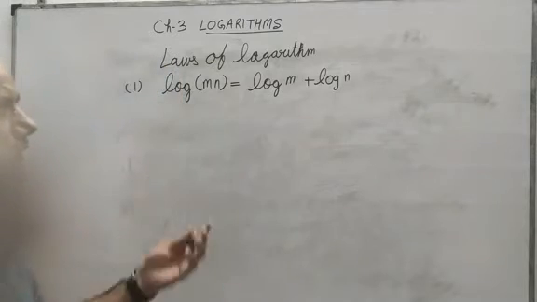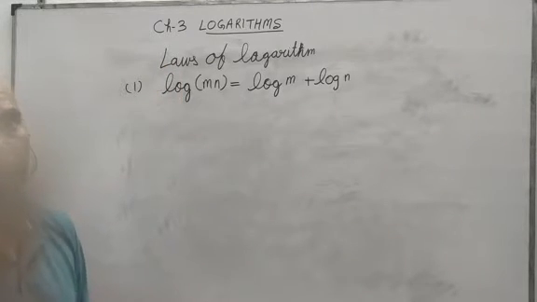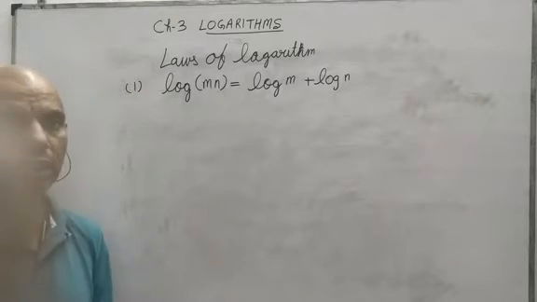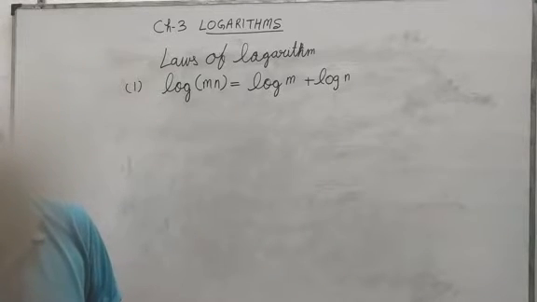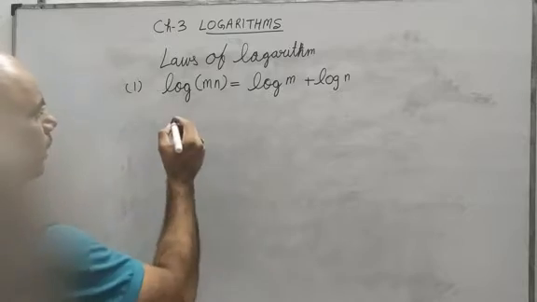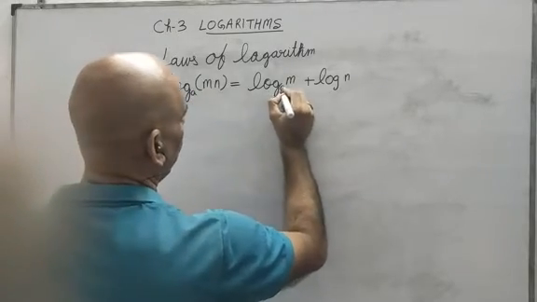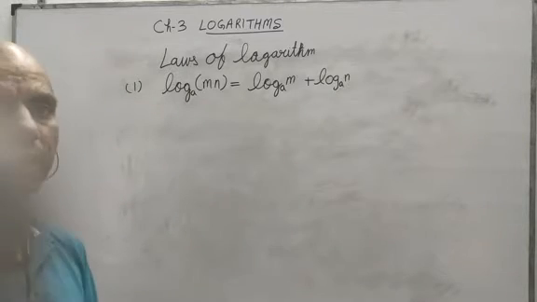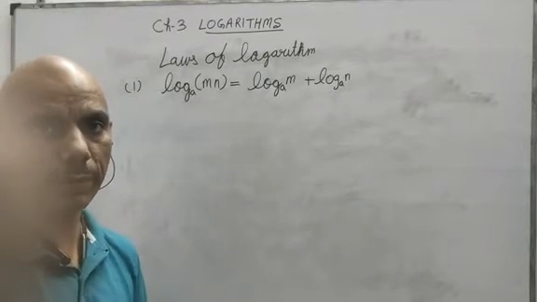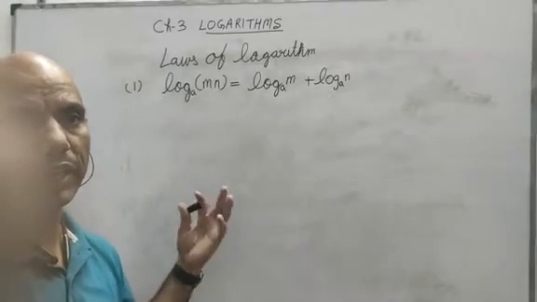Now you must be surprised that where the base has gone. Every time when the base is not written, the base is considered 10. Whenever the base is different from 10, we will write it. If nothing is written, we will consider that the base is 10. So we will use all this in base 10, or we can write log A. Right now we are taking base A. A can be anything: 5, 2, 7, 9, 10, anything.